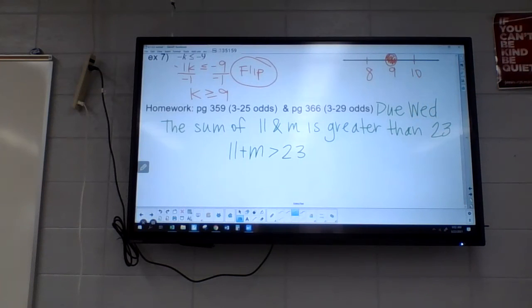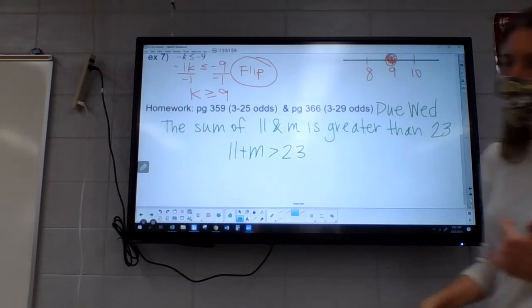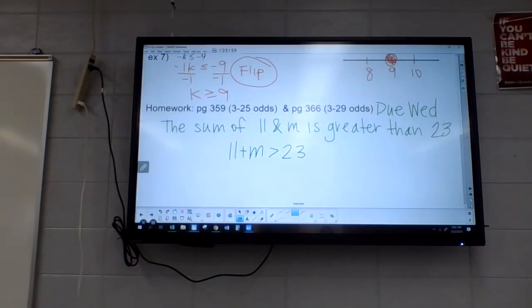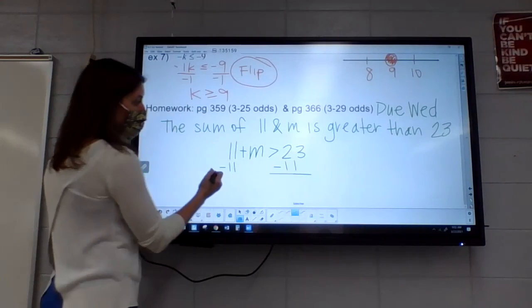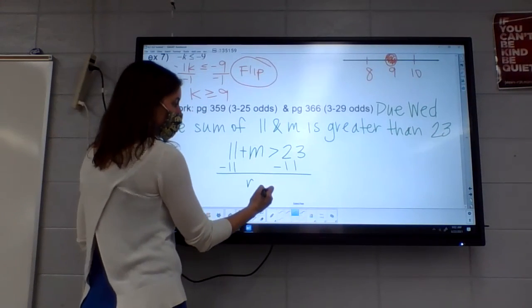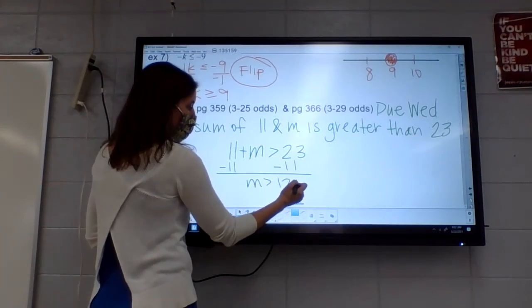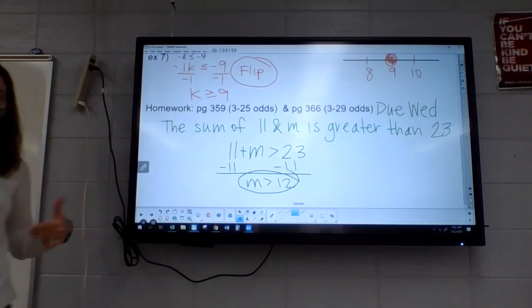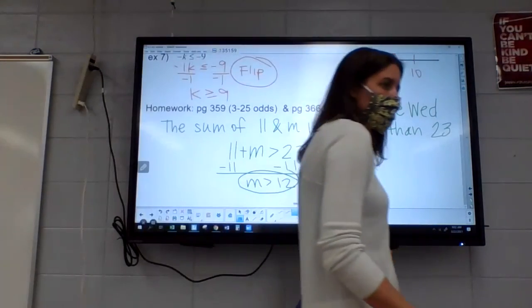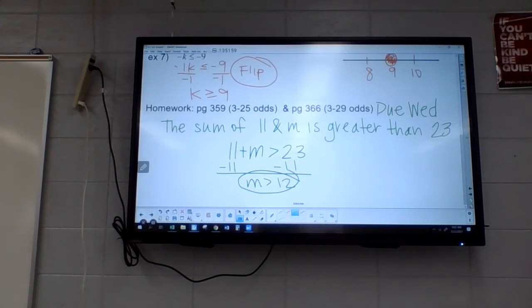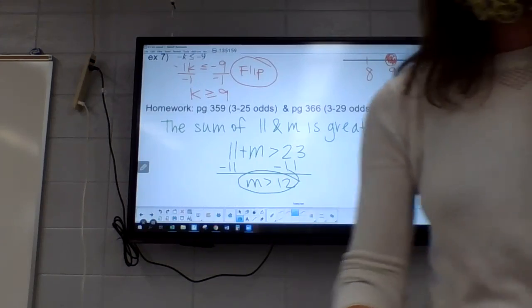So in the homework, it's asking you to do a problem like this. And then it just asks you guys to solve and graph. So then I would just subtract 11 from each side. Now when I add and subtract, I don't have to worry about flipping my inequality at all. So it just ends up being m is greater than 12, and then I would just graph that. Okay? Questions there? So there's a few like that, so just watch out for those.